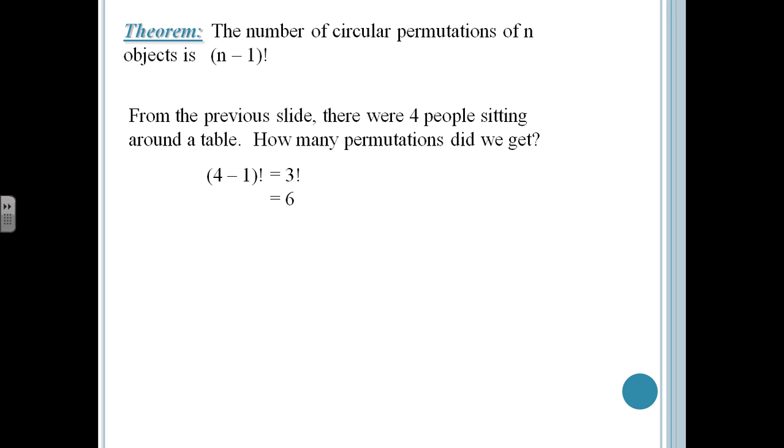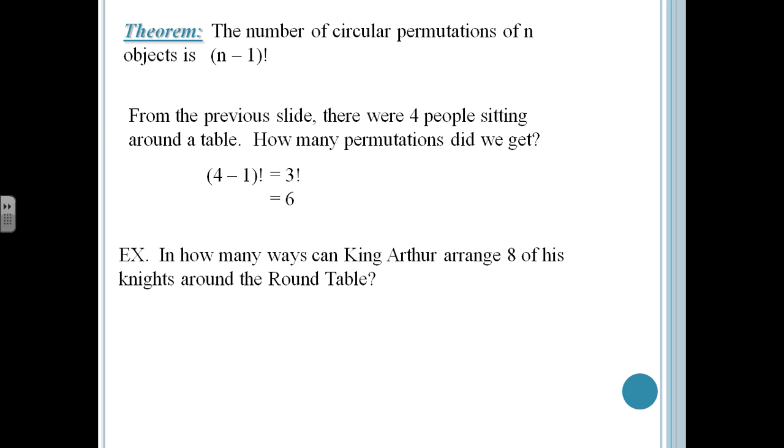Okay, so let's try one last example. In how many ways can King Arthur arrange 8 of his knights around the round table? Well, we have 8 knights, but one of them is going to stay fixed. So 8 minus 1 factorial, which is 7 factorial, and punching that into the calculator, we get 5,040.